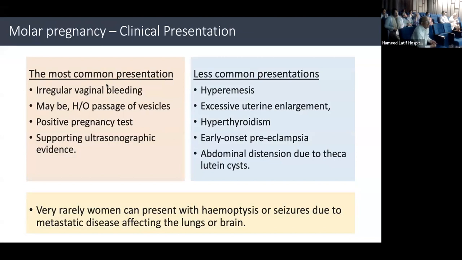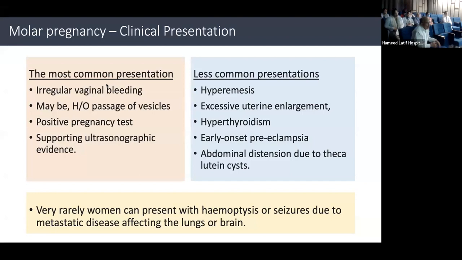Yes, in more than 50% of cases the uterus is larger than dates. So if the uterus is larger than dates, it is either twins or hydatidiform mole. Hyperthyroidism can occur because of those hormones. Sarah explained last time that they have cross-reactivity and share the same alpha subunit. So: early onset preeclampsia, and abdominal distension due to theca lutein cysts, which can become very large. Very rarely women can present with hemoptysis or seizures because of the effect of the secondaries.